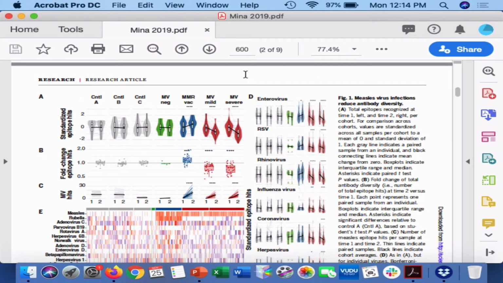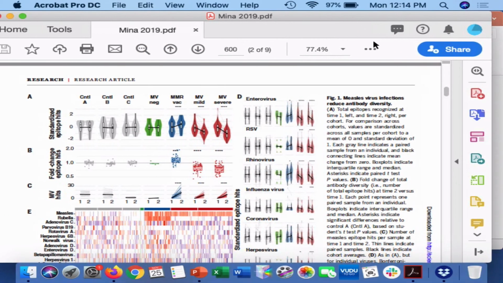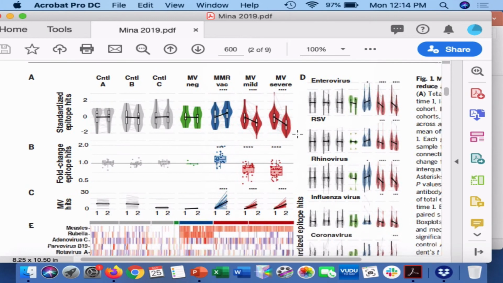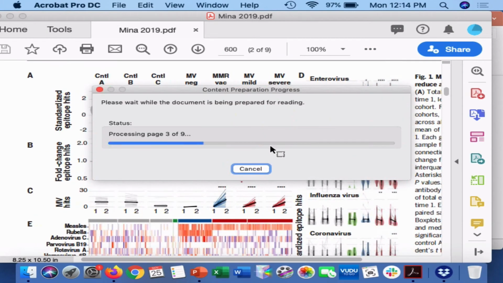So here, why don't I have a zooming button? I don't want the things, no.